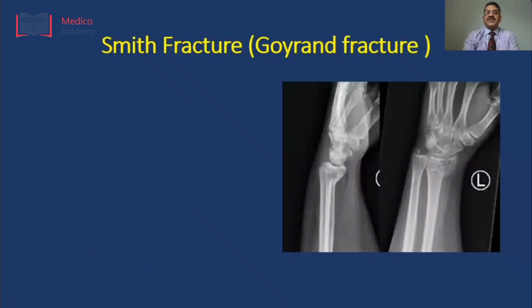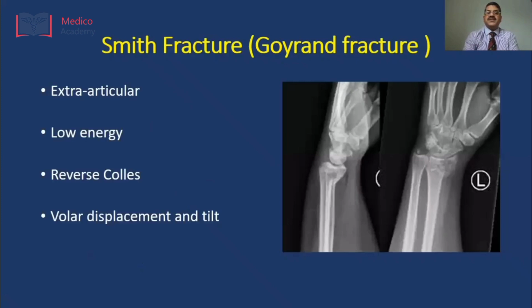The Smith or the Goyrand fracture is a reverse Colles fracture. It is also an extra-articular fracture as a result of low energy caused by impact to the back of the hand, and it presents with volar displacement and tilt.